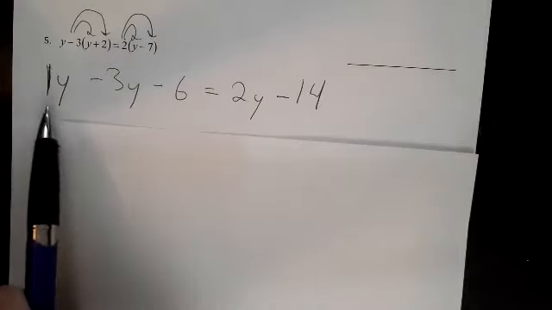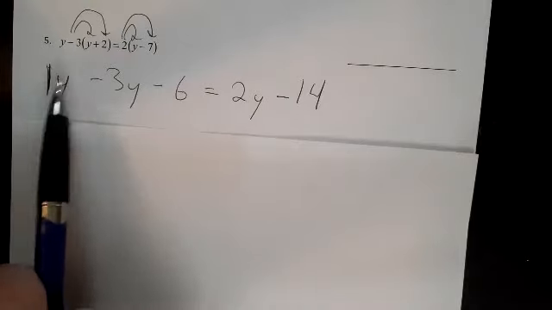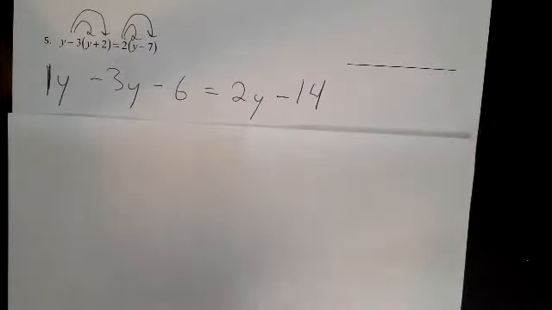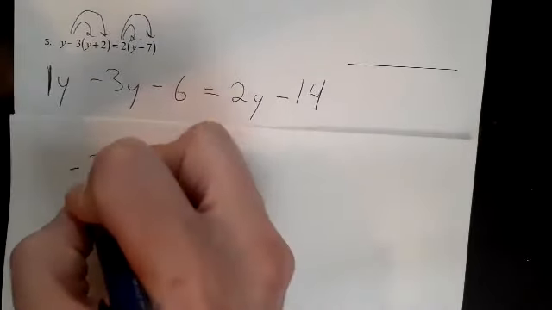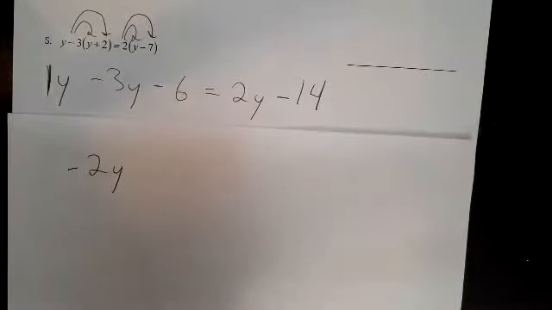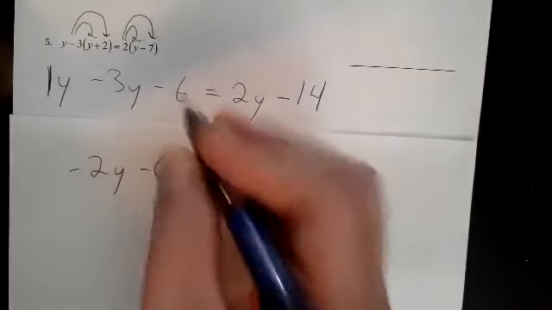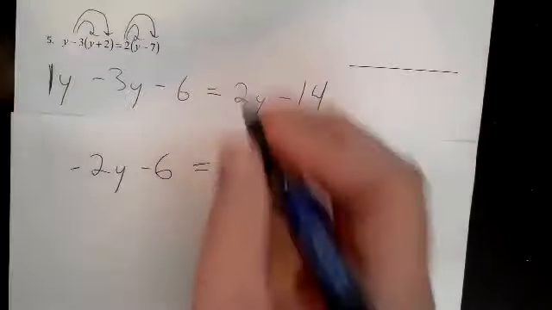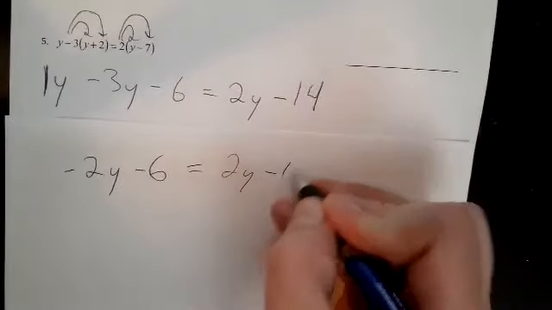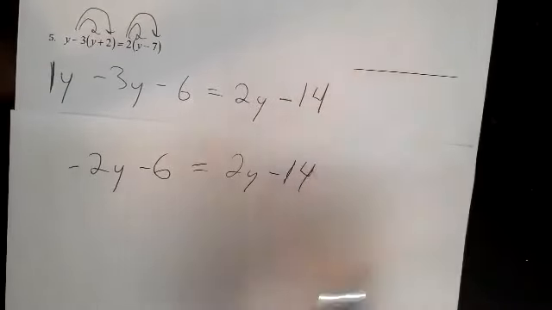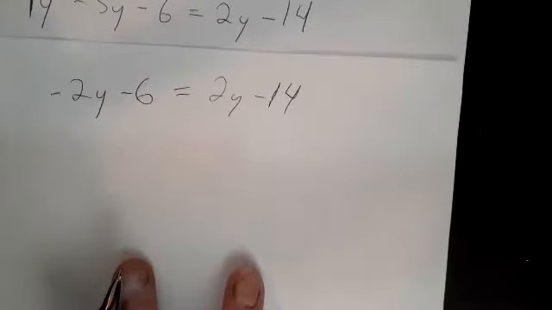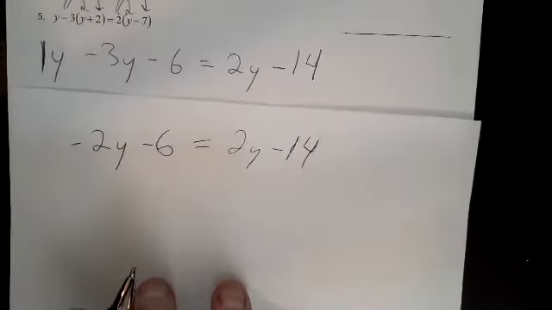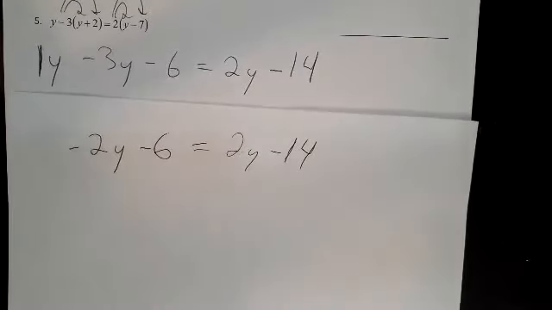And so if I look at this, I'm doing what? 1 minus 3. So 1y minus 3y is going to give me a minus 2y. And I have a minus 6 that I'm still bringing down. And I have a 2y minus 14. Okay. Let's not move up too quick. Okay, so we have a minus 2y minus 6 equals a 2y minus 14.